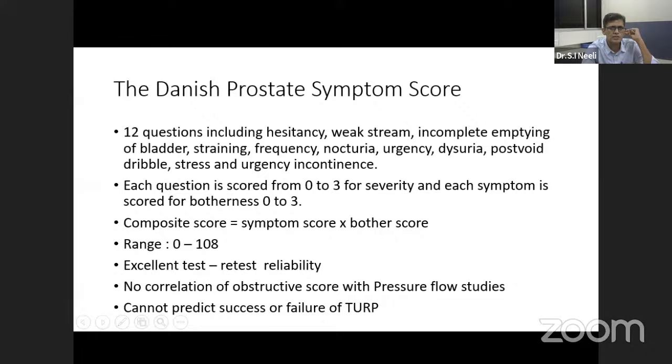The other symptom score which has been utilized is the Danish Prostate Symptom Score, which is not commonly used. It has 12 questions, but it takes pain as in dysuria also into consideration, as well as post-void dribble. Each question is scored from 0 to 3 for severity, and for bothersomeness from 0 to 3. A composite score is the symptom score multiplied by the bother score, so the total score ranges from 0 to 108. It has an excellent retest reliability, but it doesn't correlate with the obstructive score. The obstructive score doesn't correlate with pressure flow studies. It also cannot predict the success or failure of TURP, but it is a very good scoring system to assess the lower tract symptoms.